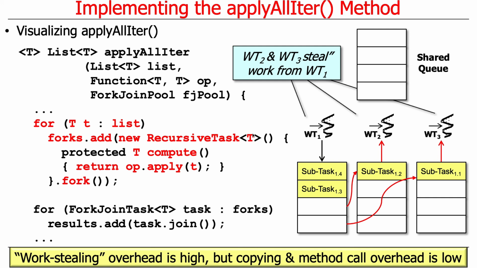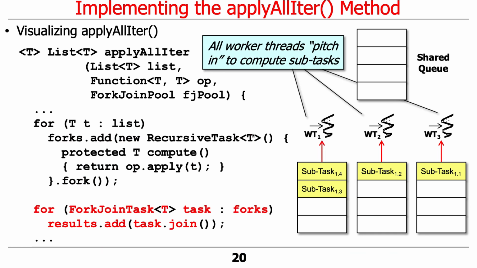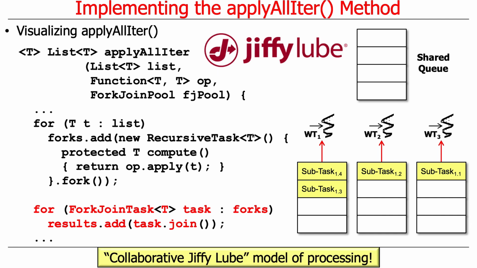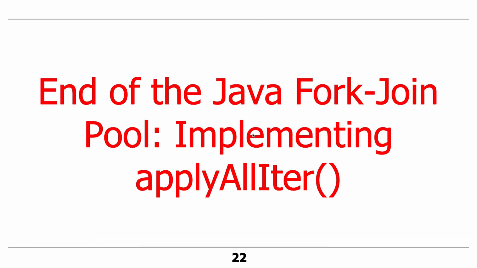So work stealing overhead is high because we have to steal everything. But copying and method call overhead is low. There's really no additional copying of anything going on here. And there's really very few extra methods. The copying and method call overhead won't make sense until you see the other implementations, which we'll talk about next time. And then for this part here, all the worker threads pitch in to compute the subtasks. So they're all helping to clear out the queue and finish all the processing, including the one that's calling join. That'll also pitch in as well. So everybody pitches in to help out. So that's the collaborative Jiffy Lube model of pitching in to do the processing.